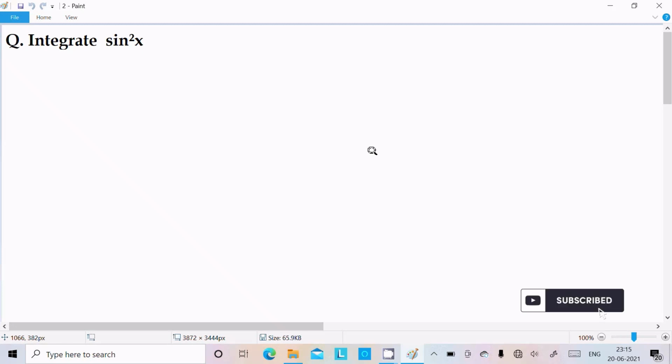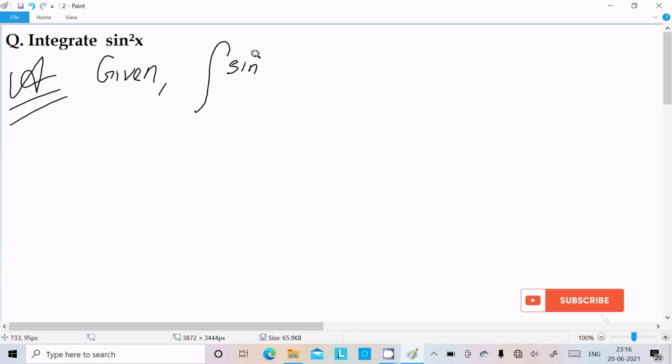Sir, I'm going to integrate sin square x. So let's see the answer. So here, first I'm going to write the given integration symbol sin square x dx.